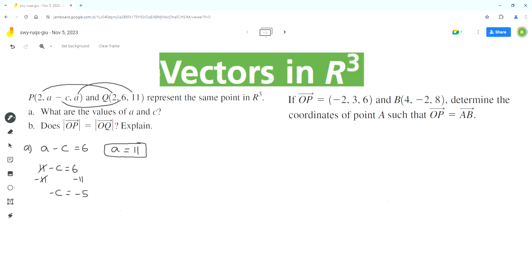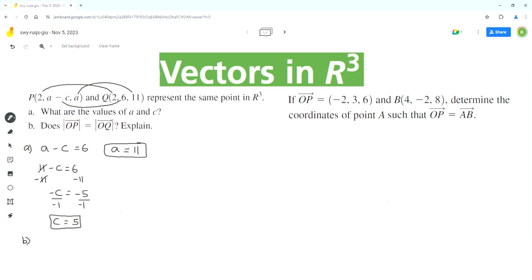And now we can divide both sides by negative 1. So c becomes positive. And negative 5 over negative 1 is 5. So this should be the final answer for the value of c. So we are done with part A. Now we can analyze part B.